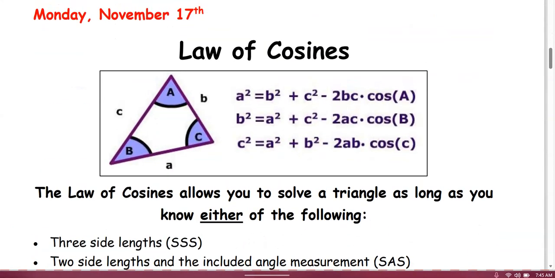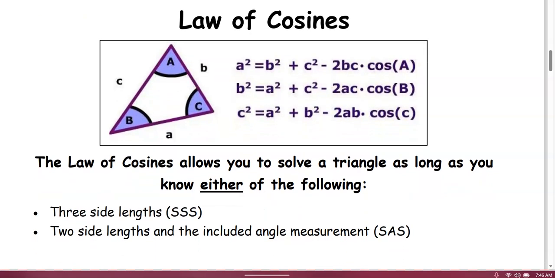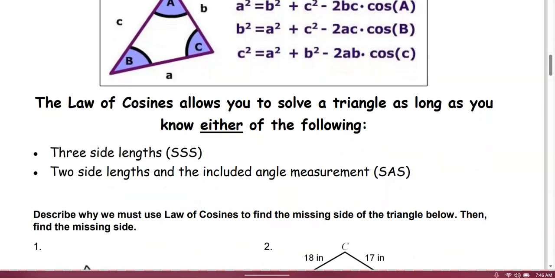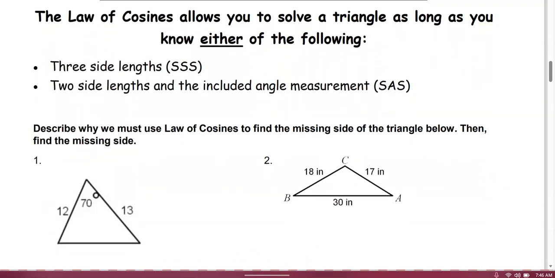Alright, so Monday's aim. I gave you law of cosines. Other ways that we could have done this, we could have spent today deriving law of cosines and showing you why it works the way that it does. I think that it's a little bit more useful for you guys to see law of cosines and then know when to use it. Correct me if I'm wrong there. But law of cosines allows you to solve a triangle as long as you know either of the following. So in this case, you'd want side, side, side, or you would want side, angle, side.